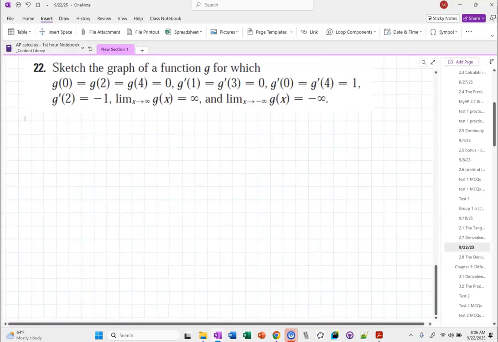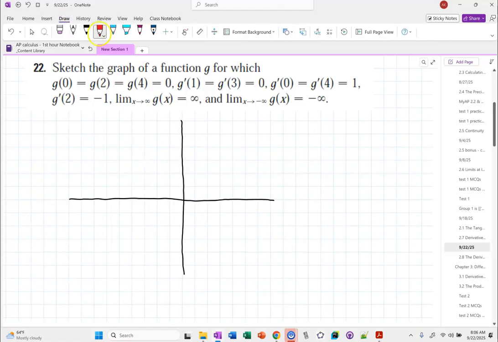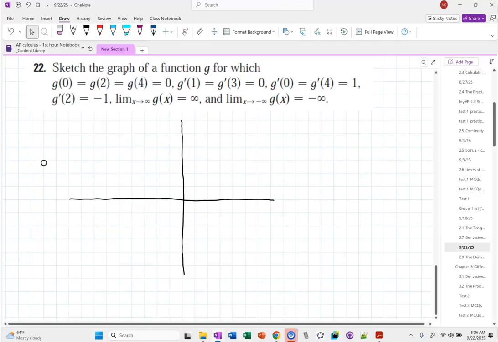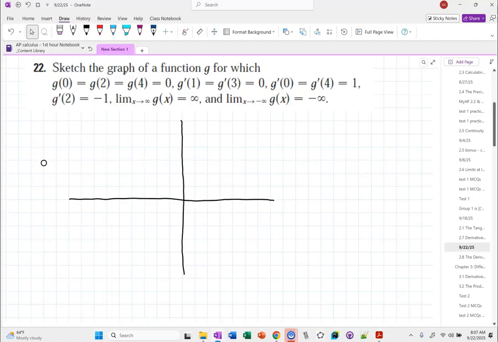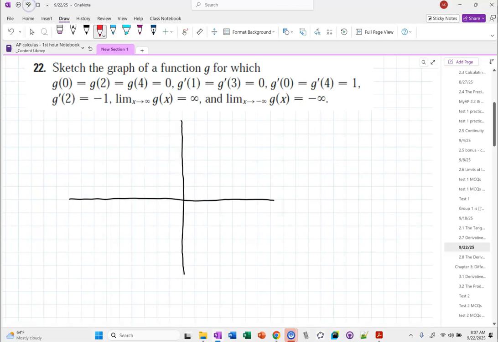So I'm going to draw an answer. Obviously, answers can vary here, but to some extent, they'll all look similar. All right. So it says g of 0, g of 2, and g of 4 are all 0. Why did it erase? g of 0, g of 2, and g of 4 are all x-intercepts, right? Everybody feel good there?